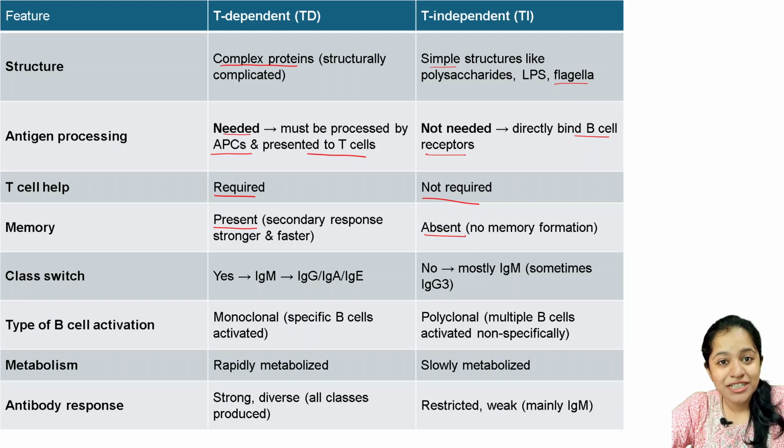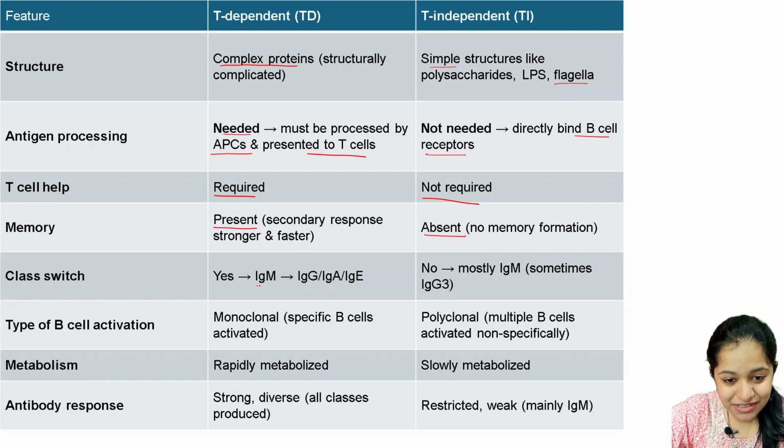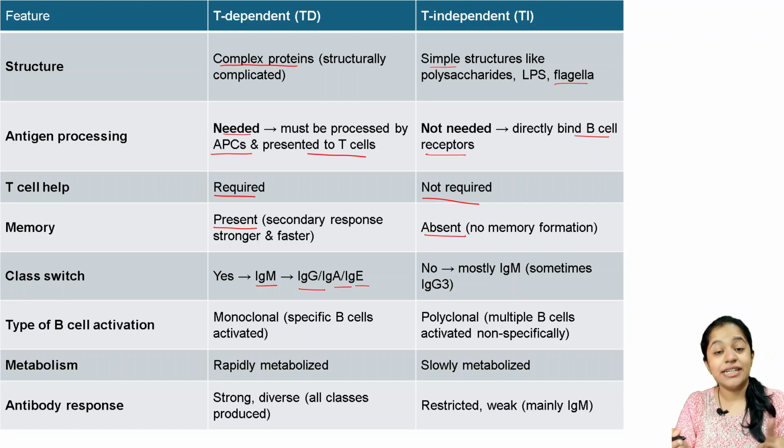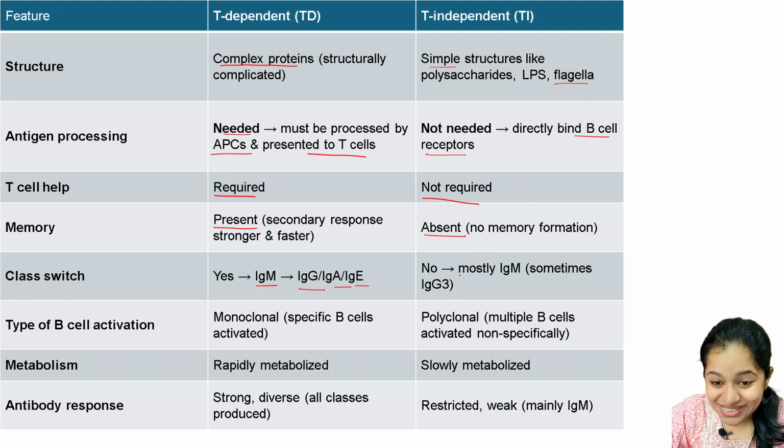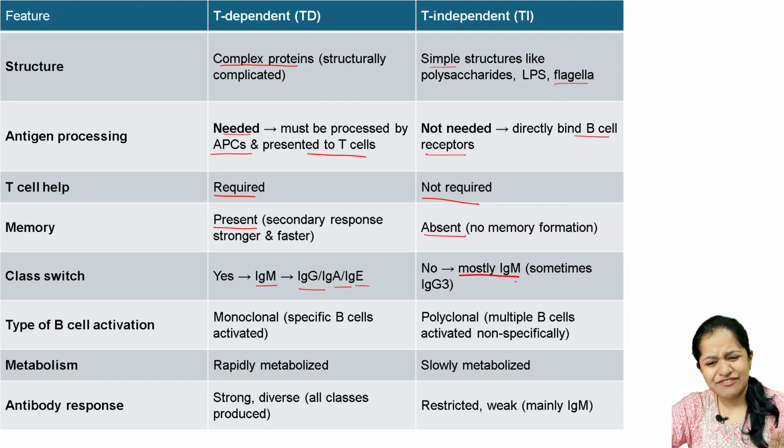Class switchover, what did I tell you? For T dependent, will it happen? Yes. From IgM, it will change to IgG, IgA, IgE, depending on the cytokines produced by the T helper cell. But for T independent, the cytokines are not being produced because no T helper cell is being stimulated. So, mostly IgM and very rarely, sometimes IgG type 3.